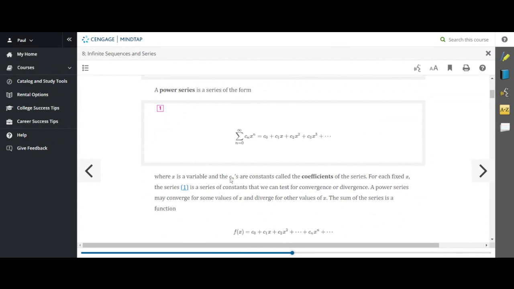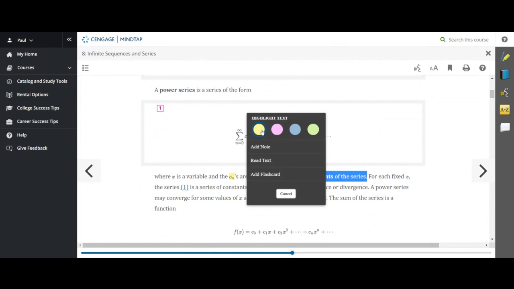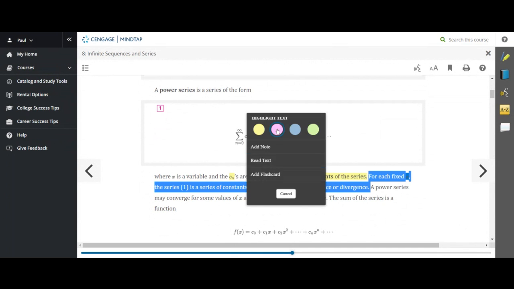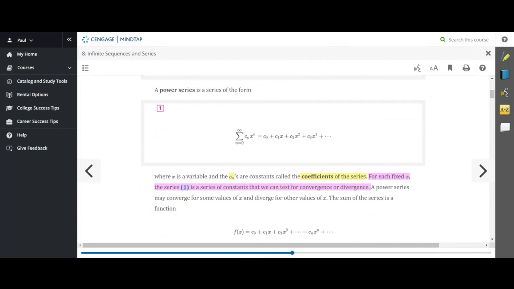These c sub n's are called your coefficients. They're the coefficients of the series. And for every fixed value of x, this is important, for every fixed value of x, the series will generate a series of constants that we can test for convergence or divergence. So the series that you've had so far in sections 8.2, 8.3, and 8.4, for the most part, did not involve an x.